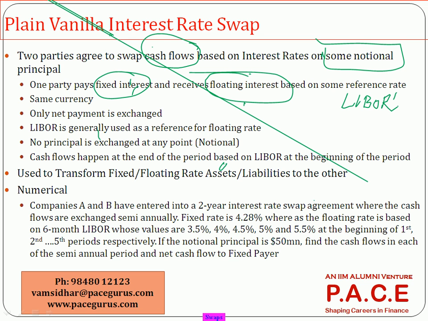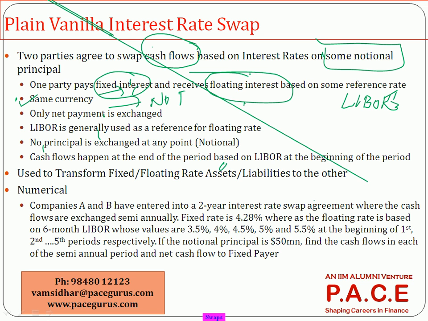So LIBOR plus 2%, LIBOR plus 1%, something could be set depending on the creditworthiness of the other party. We can very well set LIBOR plus some percentage as a part of the floating rate of interest. And some of the most common features with interest rate swaps are they happen in the same currency. Both the parties will pay in the same currency, and that's the reason principal exchange is not required.